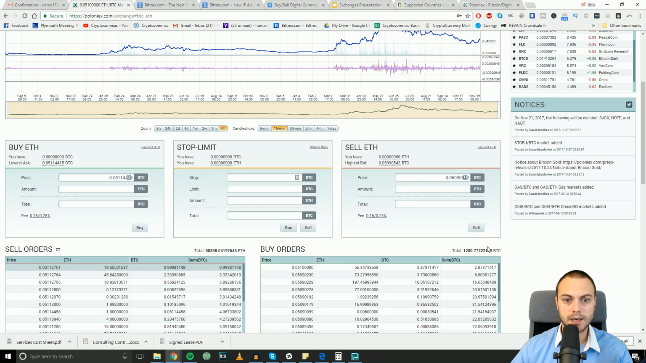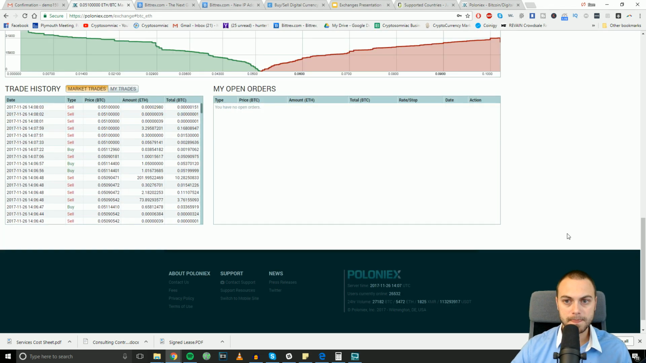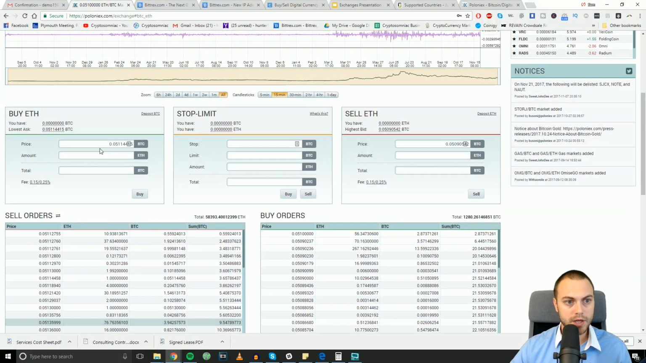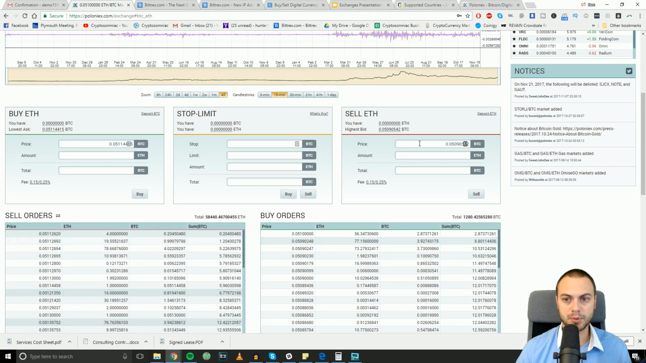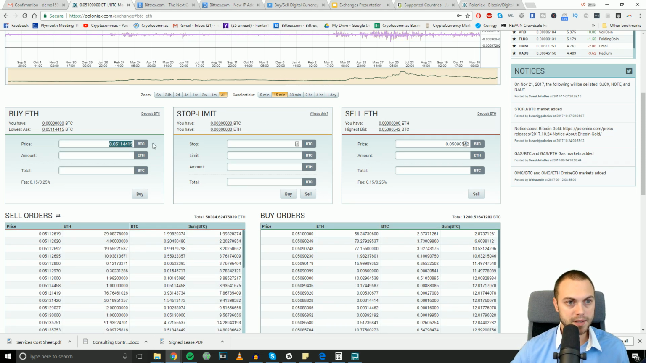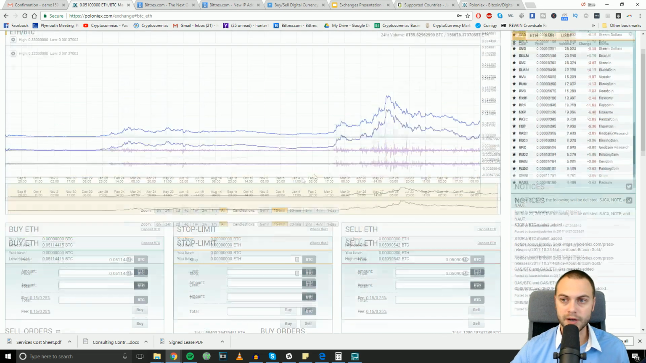And down here is where you have all the good stuff. So let's take a look. So you have buy and sell order books here on the limit, and then you have stop limit in the middle. So buy and sell are pretty intuitive. You will type in the price of Bitcoin. So right now I'm in the Ethereum market.